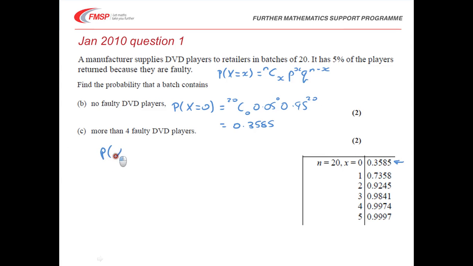So, more than 4 faulty DVDs. So this is where people go wrong. So I'm interested in 5 and above effectively, so I am not interested in 4 and below.